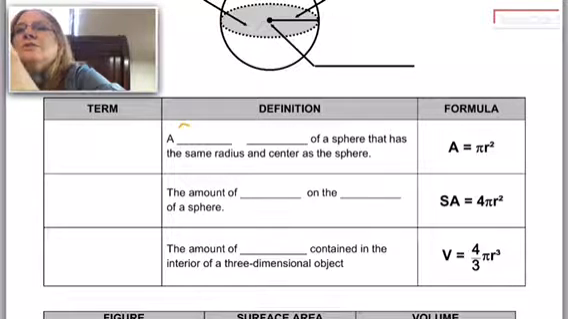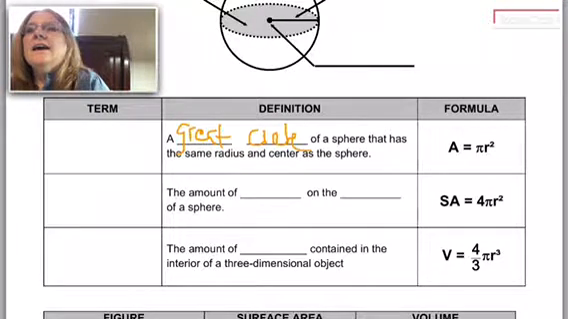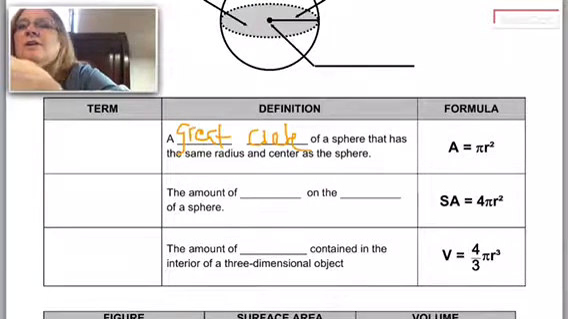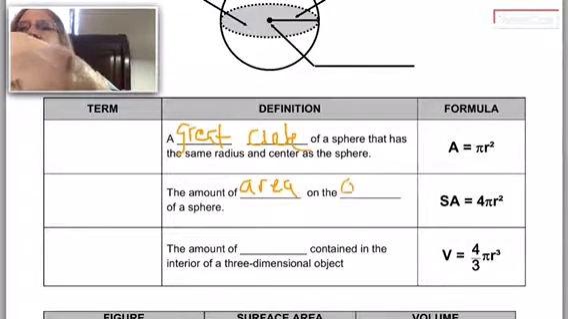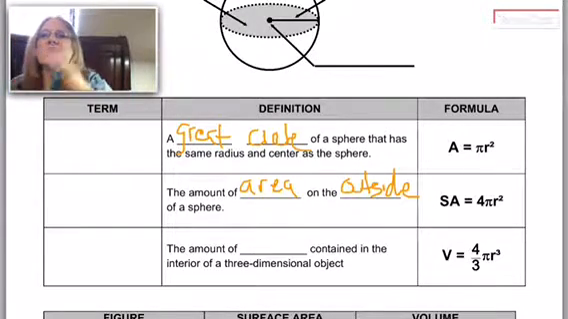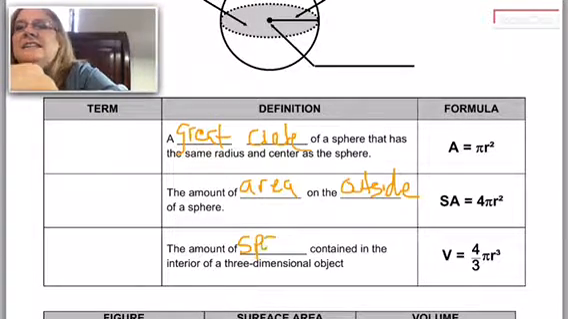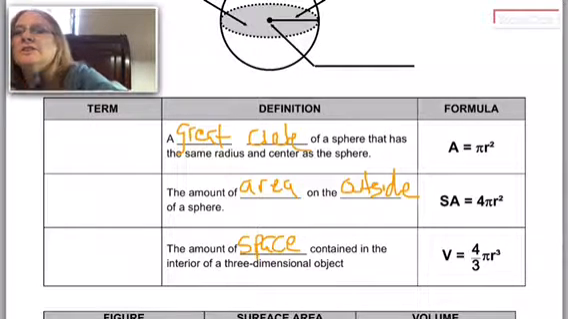This is just the great circle of a sphere. It has the same radius and center as the sphere. So the area is pi r squared, just like any circle. Surface area is the amount of area on the outside of the sphere. And then the volume is going to be the amount of space contained inside. So our formulas are going to look a little different.